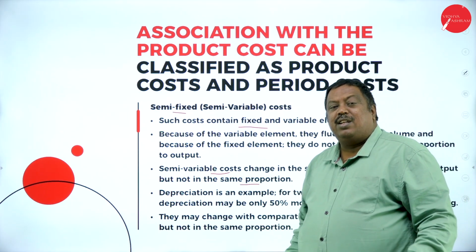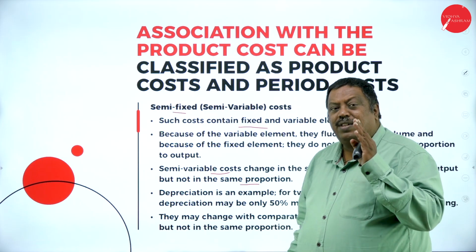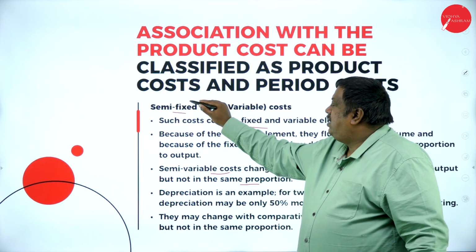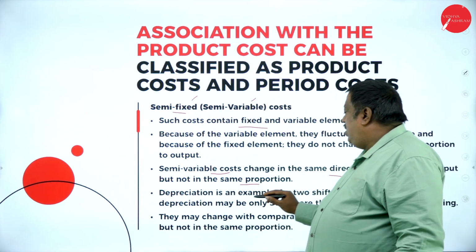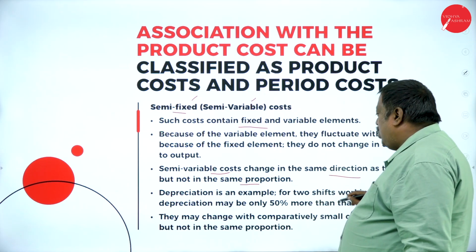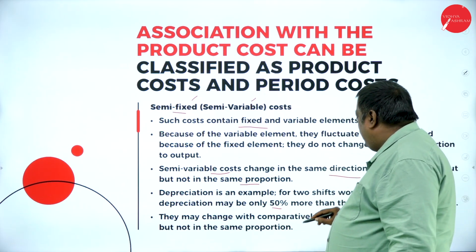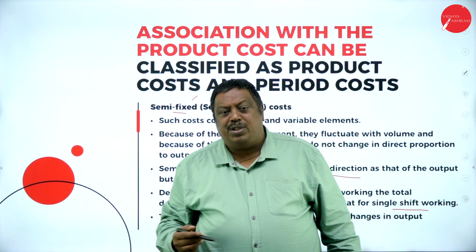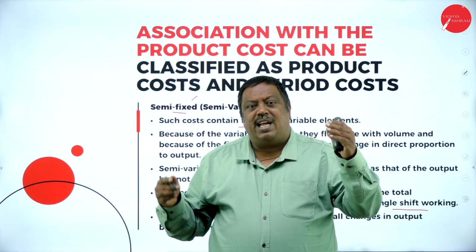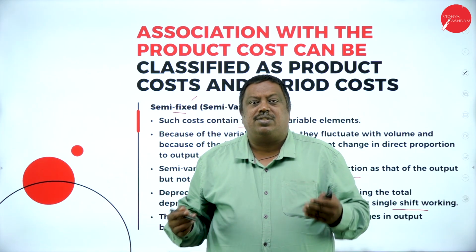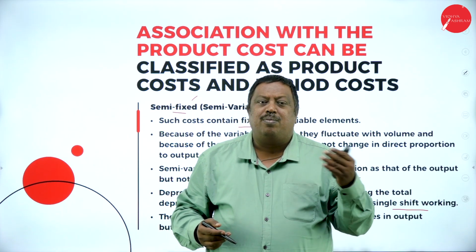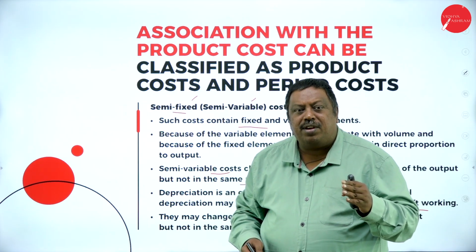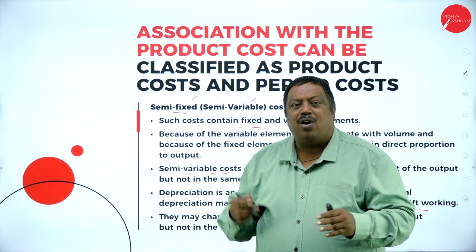They're saying that it is going to change in the same direction, but not in proportion. The same level of changes will be there in my fixed and variable. Depreciation is an example. For 2 shifts working, the total depreciation may be only 50% more than that for single shift working. When you're working 2 shifts, like morning shift and night shift, depreciation charged will change for the morning shift as well as the night shift. And if we have only 1 shift, the amount of depreciation will differ when we calculate on the shift basis.